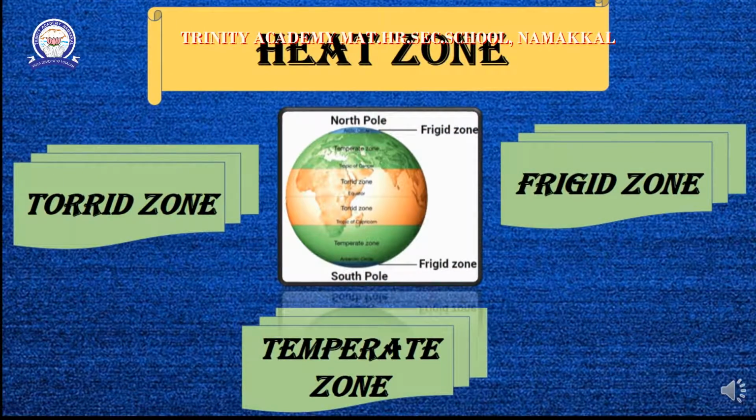Next, we can discuss the heat zones of the earth. Depending on the amount of heat received from the sun, we can divide the earth into three heat zones: the torrid zone, the temperate zone, and the frigid zone.